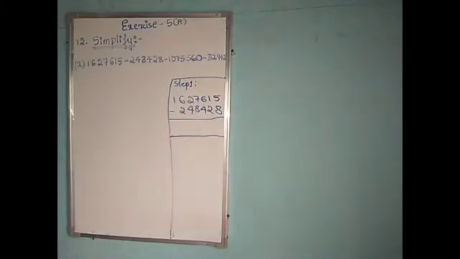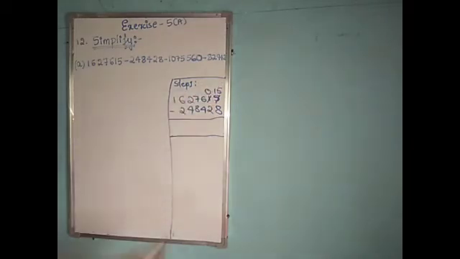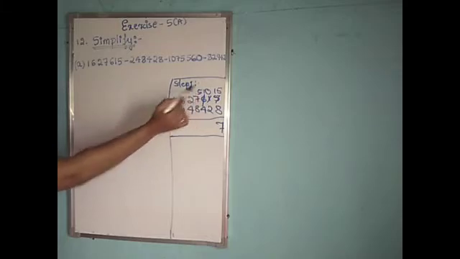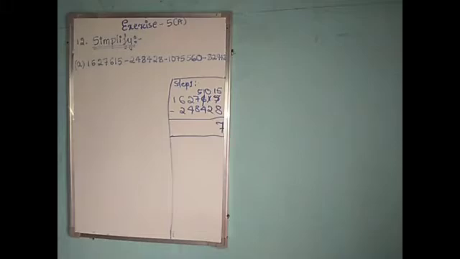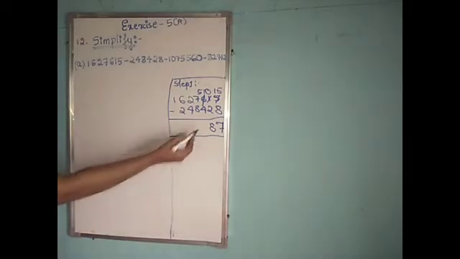5 minus 8, is it possible to subtract? No, it is not possible. So what do we have to do? We have to borrow from the next number. Here the next number is 1. If we borrow from 1, then 1 becomes 0 and here 5 becomes 15. 15 minus 8 is how much? 15 minus 8 is 7. 0 minus 2, is it possible to subtract? No, it is not possible. So we have to borrow from the next number. Here the next number is 6. If we borrow from 6, then 6 becomes 5 and here 0 becomes 10. 10 minus 2 is 8. 5 minus 4 is 1.